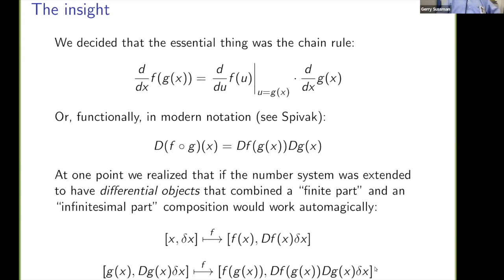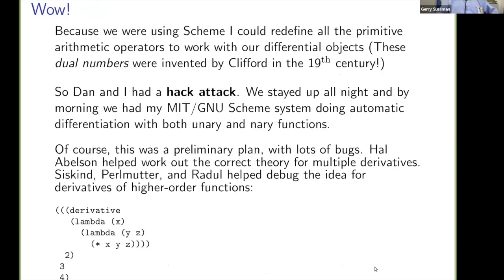Okay. So because we were using Scheme, which is a Lisp that I like, I could redefine all the primitive arithmetic operators to work with our differential objects. By the way, those differential objects were invented by Clifford in the 19th century. They're called dual numbers, but we didn't know that. So Dan and I had a hack attack. Haven't you all had hack attacks? Hack attacks where you can't go to sleep. You stay up all night until you get the job done. By morning, we had my MIT GNU Scheme system doing automatic differentiation with both unary and ternary functions.